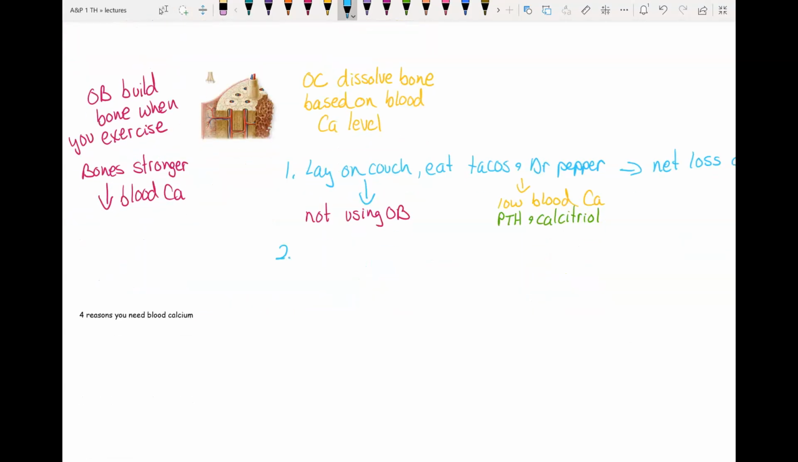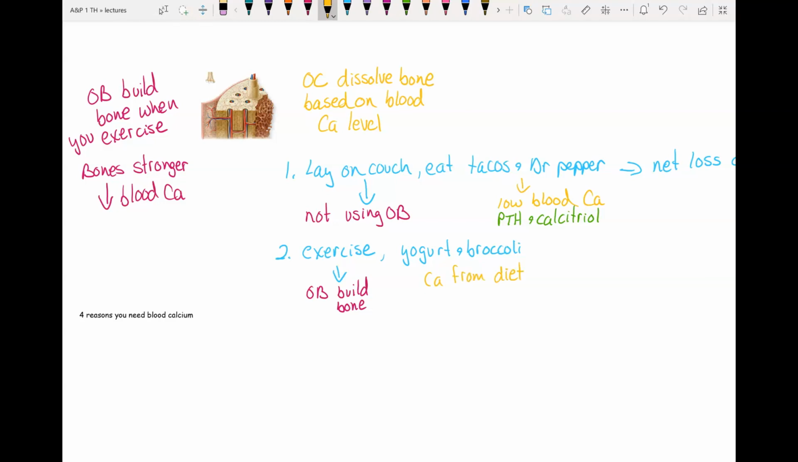Okay, let's look at what else you could do with your month. Maybe you go to the gym and you exercise, and you decide you're going to be healthy and you eat lots of yogurt and broccoli. Exercise is going to stimulate your osteoblasts to build bone. And the yogurt and broccoli is going to put plenty of calcium into your blood. So you're going to have calcium from your diet.